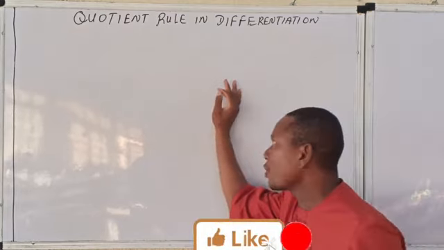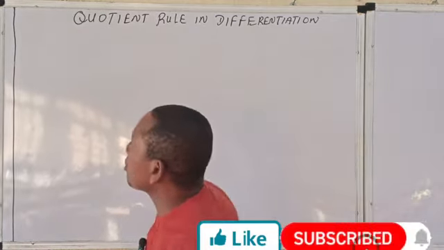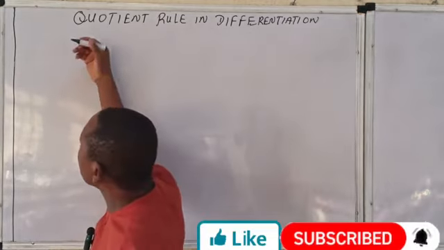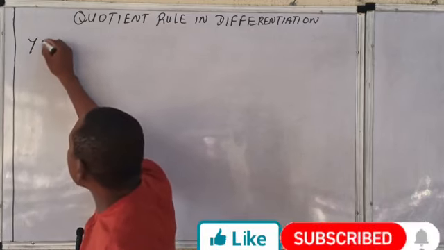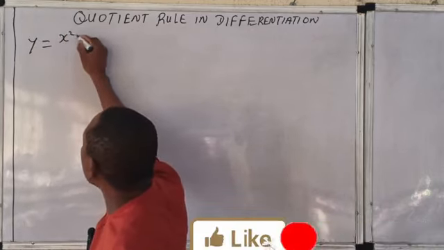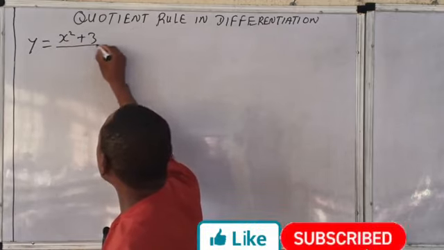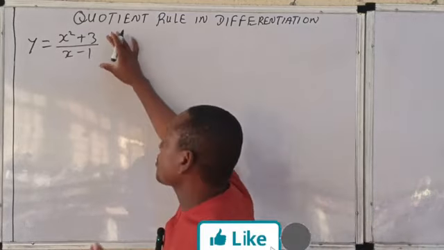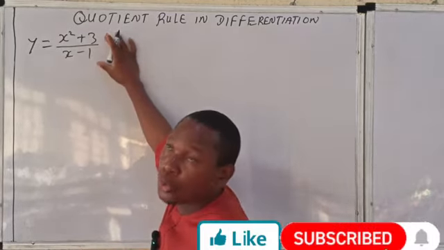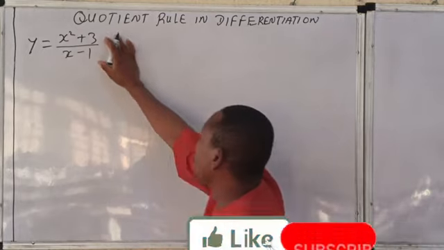Now, let's solve questions. You will realize how simple it is. Let's assume that you are asked to differentiate y equals x squared plus 3 all over x minus 1. You are supposed to apply the quotient rule to solve this question. How do you do that?